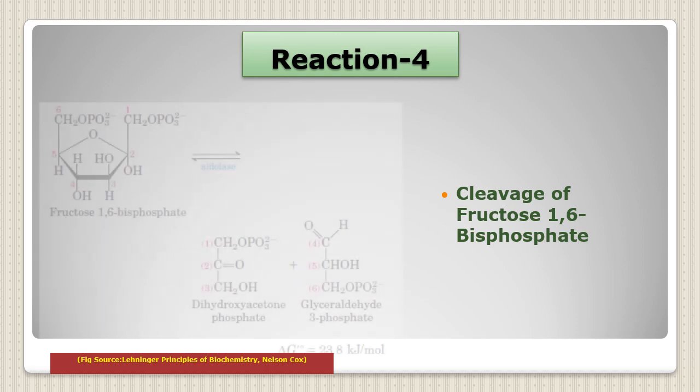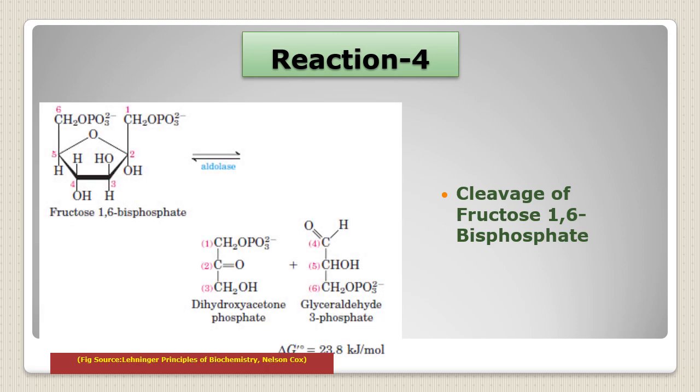In reaction 4, the enzyme aldolase cleaves fructose 1,6-bisphosphate, which is a 6-carbon compound, into two 3-carbon compounds, namely dihydroxyacetone phosphate and glyceraldehyde 3-phosphate.